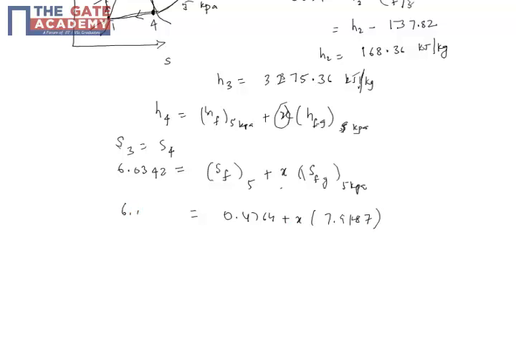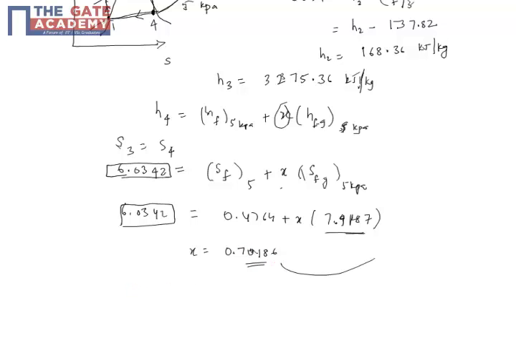Okay, so you can see that point 4 has to be inside the dome, because if point 4 has to be outside the dome, the entropy has to be at minimum 7.91, but the entropy of 4 has to be the entropy of 3, and entropy of 3 is 6.03. So it is inside, right? There has to be some X which is less than 1. Okay, so from this we get a dryness fraction of 0.70186.